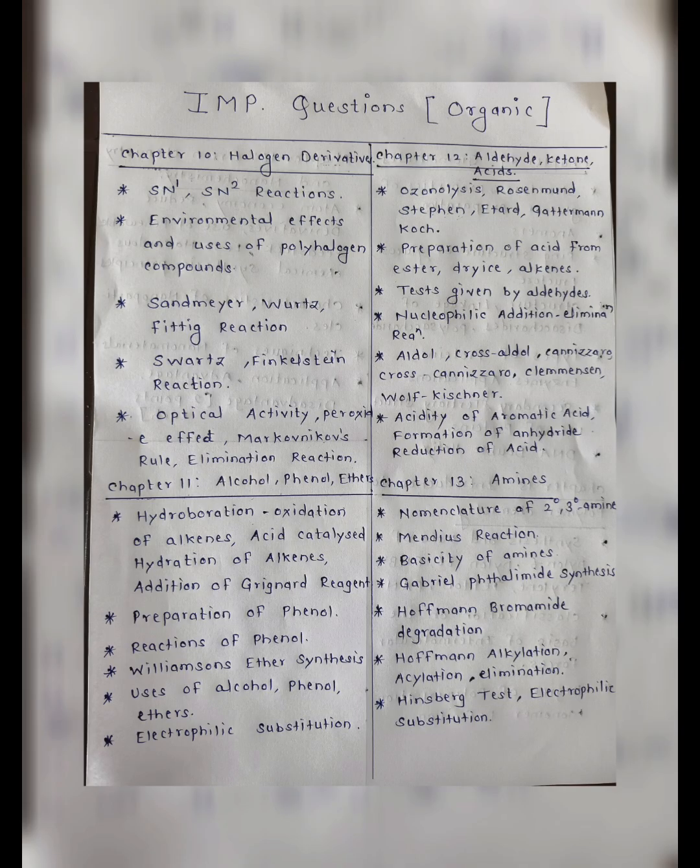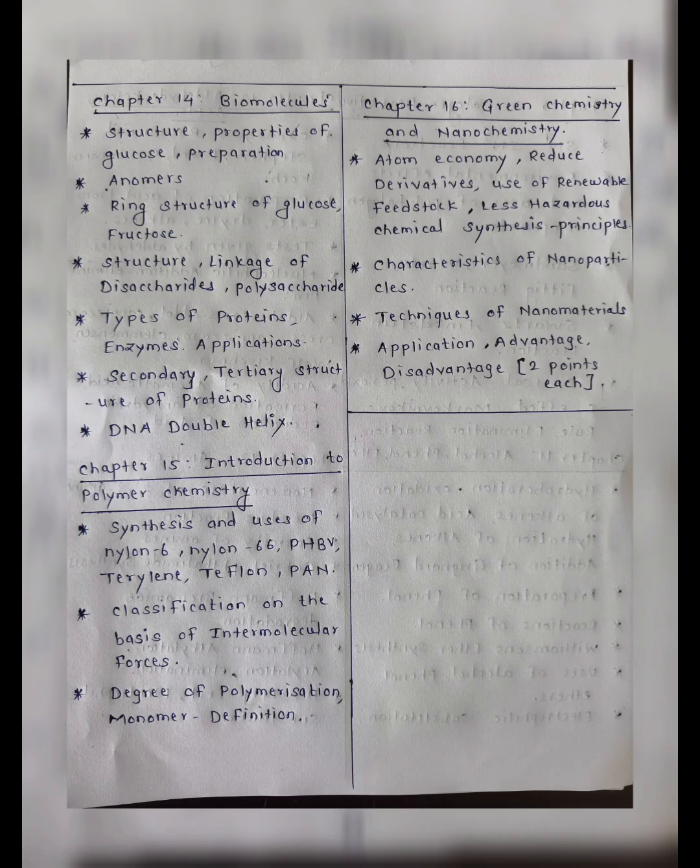Hinsberg test is very important, means only tertiary amines do not show any type of reactivity towards Hinsberg test, but primary and secondary amines can show. So you have to prepare for it. Next topic is biomolecules, that is structure and properties of glucose. Preparation of glucose is an important point. From the properties and structure of glucose, one, two or three reactions are frequently asked in your exam, so you have to prepare for it primarily.